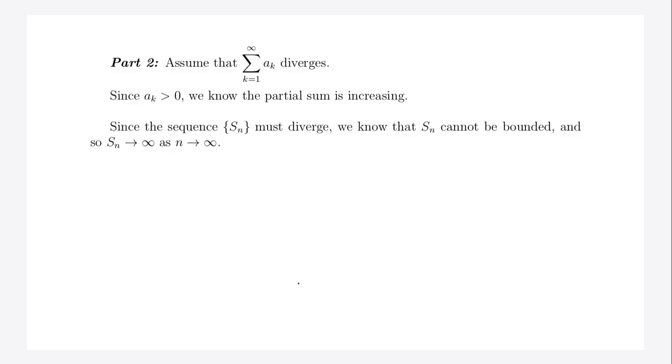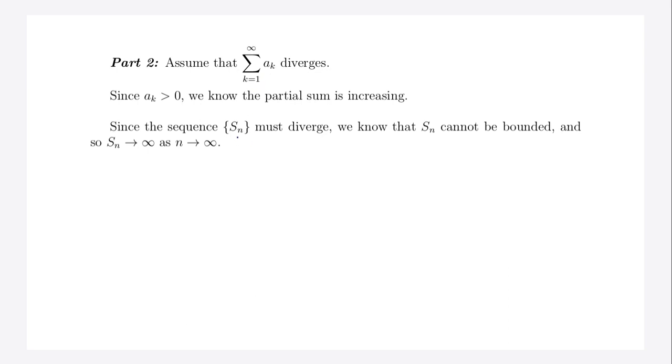For the second part, we're going to do something kind of similar. We're going to assume that this A series diverges, and we're going to try and show that the B series diverges as well. Since all the terms are positive, we know that the partial sum is still increasing. That's still true. Since this diverges our series, we also know that our sequence of partial sums has to diverge. If it didn't, then we'd know that the sum converged, but that's not what we have setting up. We're saying, no, this series here has to diverge. We're forcing it to.